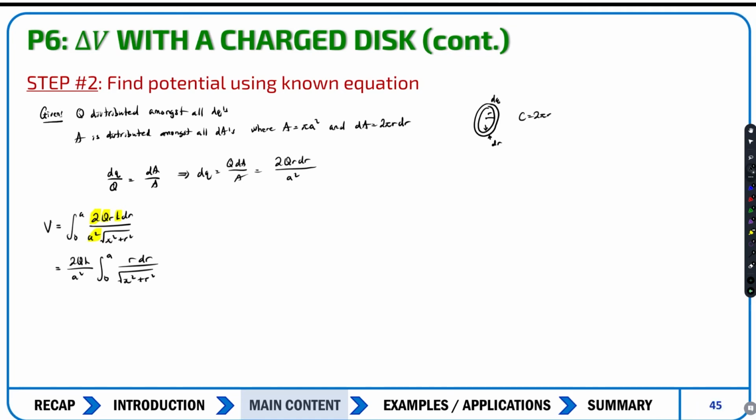You can do a substitution here. What substitution can you do? You can set u equal to x squared plus r squared, then du is equal to 2r dr.